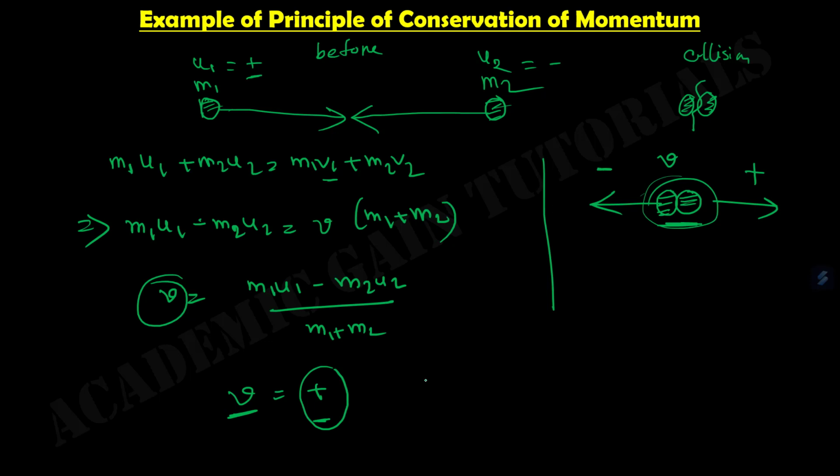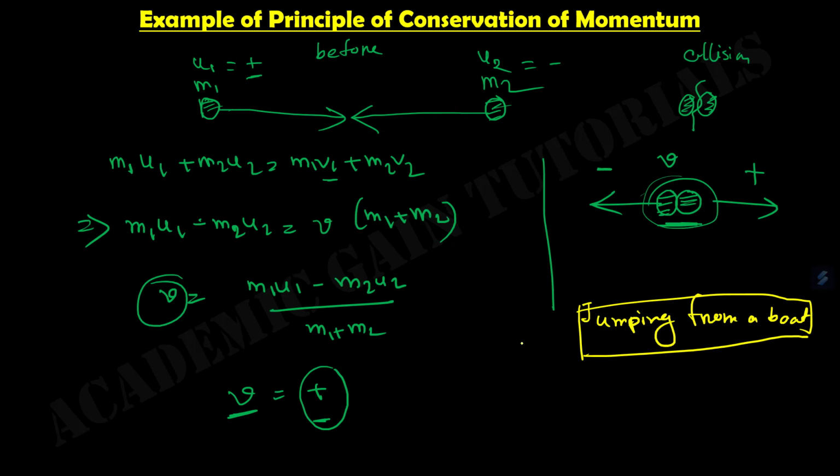Another example of conservation of momentum is jumping from a boat. Please try to find out how conservation of momentum works in jumping from a boat. There are several examples we can take. This is one kind of example for understanding conservation of momentum. So try to understand how jumping from a boat works on the conservation of momentum.